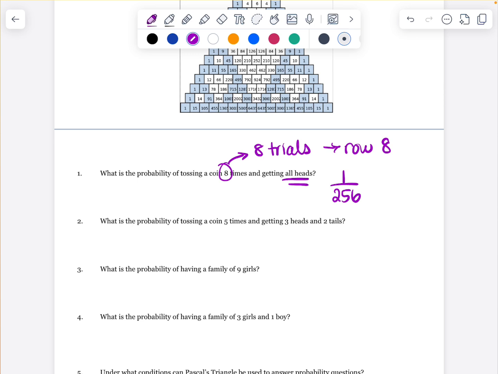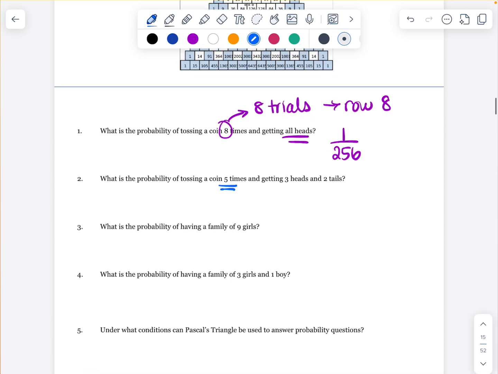Okay, next one. Tossing a coin 5 times. So we're back in row 5, right? Which the sample space was 32 for that, okay? And the probability of getting 3 heads, 2 tails, okay? And remember, this is going to be the same as 2 heads and 3 tails. It's going to be that number in the middle. So that answer is going to be something out of 32.